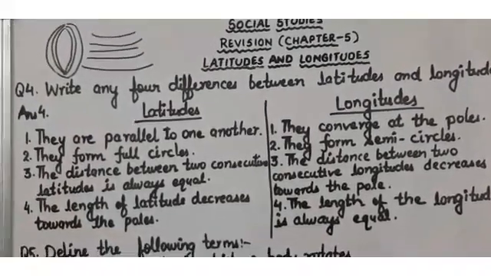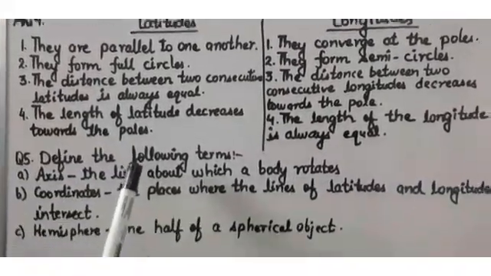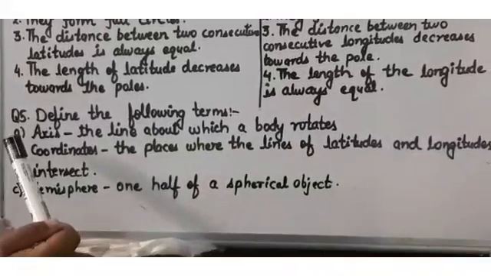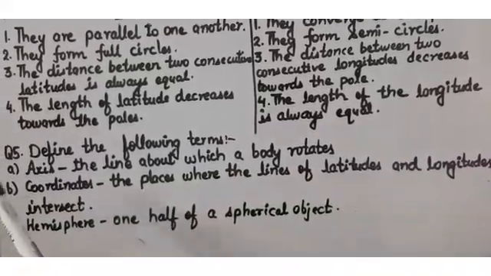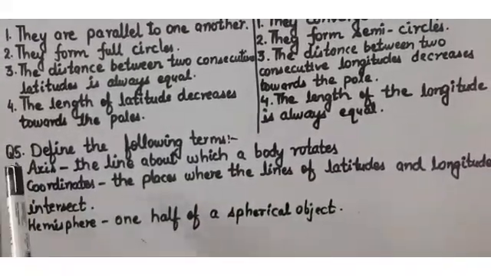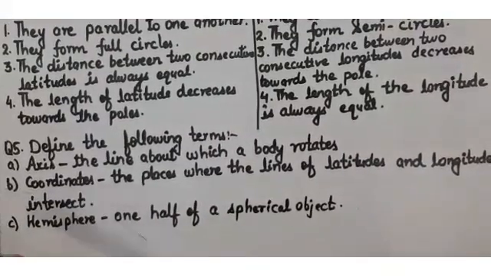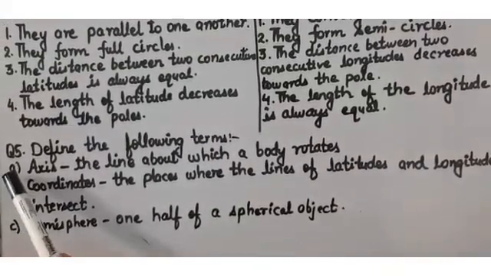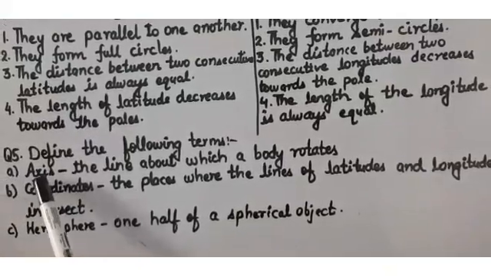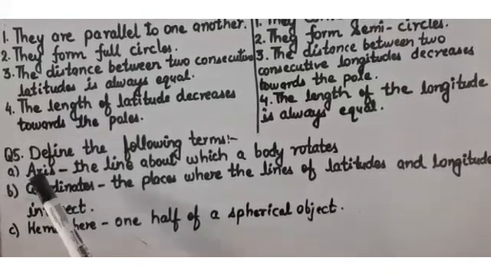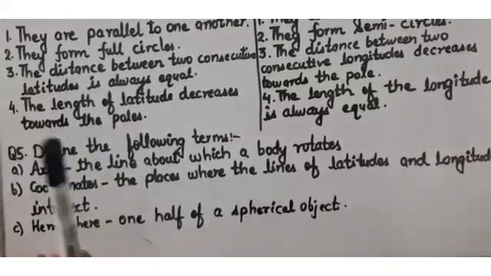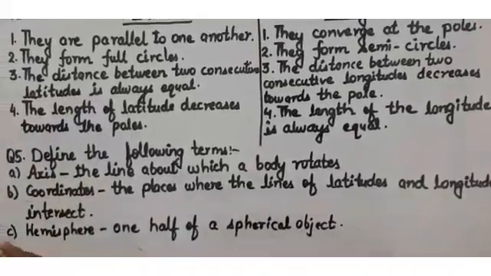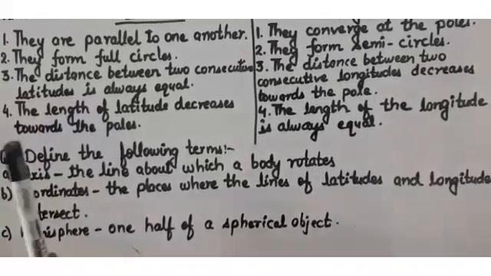Now the question number 5 is, define the following terms. Few definitions are there in the book also. You have to learn all the definitions. Few examples I'm giving you here. We are doing revision of few of the terms. First is axis. Do you know what is an axis? Axis is a line about which a body rotates. A body rotates on its axis.